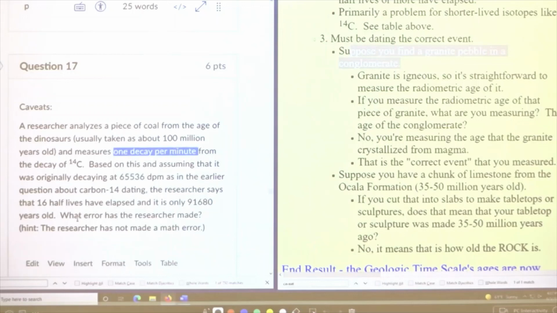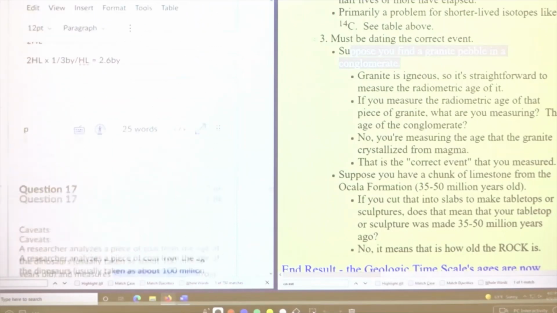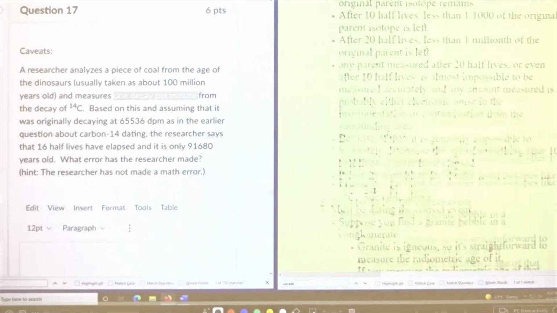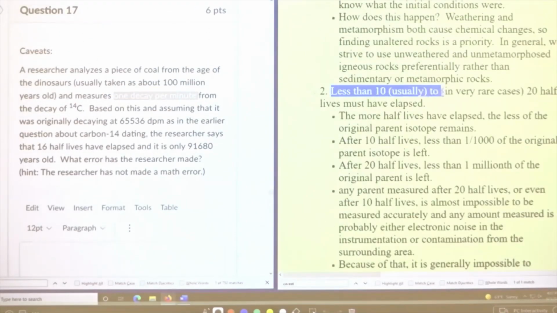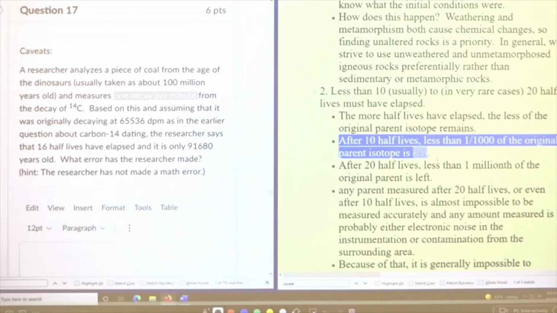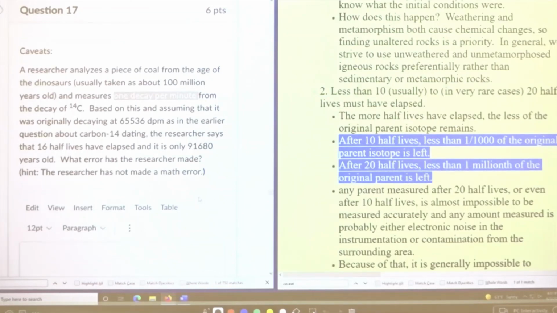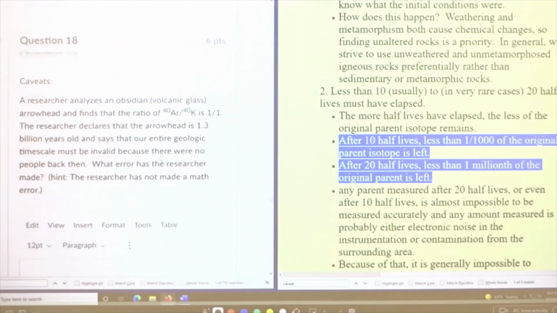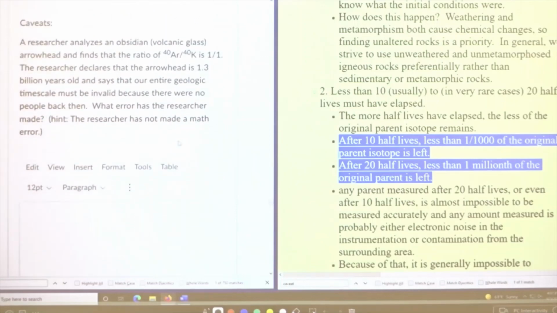So the problem is not that the researcher made a math error, but that too many half-lives have gone by and not enough carbon-14 is left in order to make an accurate measurement. So this is, you could say, I don't actually have the number formally, but you could say this is caveat number 2. And the reason is that too little of the isotope is left to make that measurement. Okay.